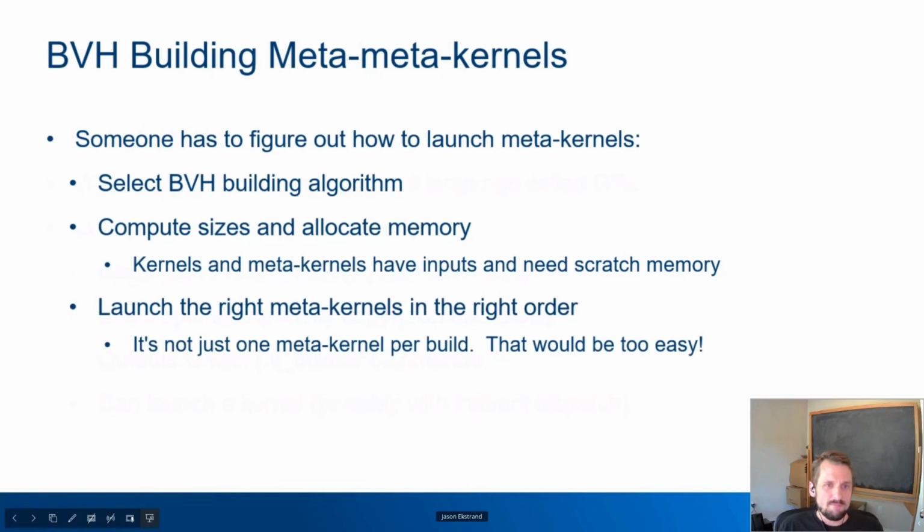Then we have metakernels. So somebody has to figure out how to launch the metakernels. So we have code, and this code runs on the CPU, which selects the BVH building algorithm, computes sizes of various scratch memory things, allocates memory for inputs, and then it launches the right metakernels in the right order. Because, of course, we can't just launch one metakernel per build. That would be too easy.